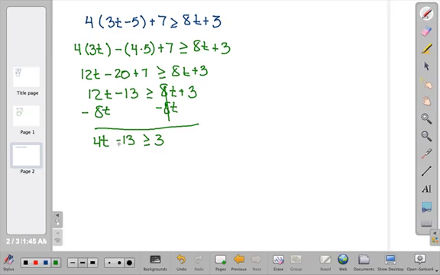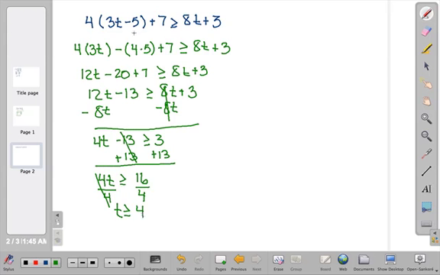Now, I have my negative 13 on this side with this variable. The opposite of subtracting 13 is to add 13. These cancel out, so we're left with 4t is greater than or equal to 16. And now I'm going to divide this side by 4 and this side by 4, and we're left with t is greater than or equal to 4. And there we have our answer.